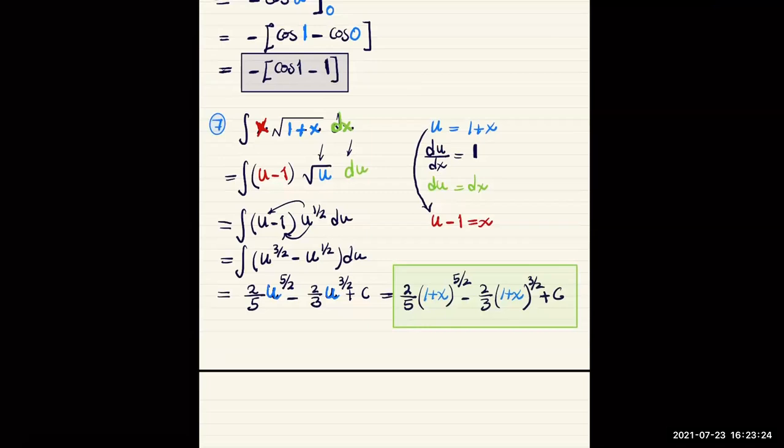So remember, when you do a u sub, every single thing in the integrand as well as the dx must become all in terms of u. So if I were to just leave that x here, the problem is a complete nonsense. Okay?